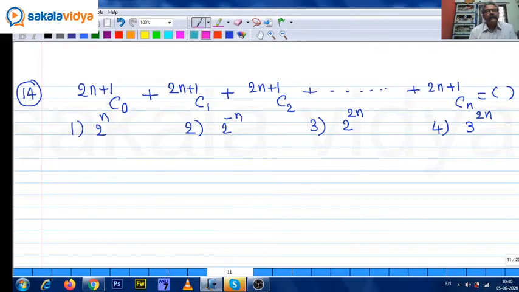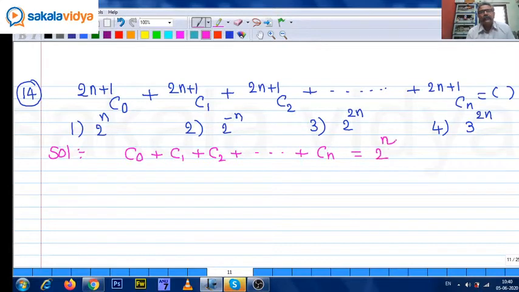2n plus 1 C0, 2n plus 1 C1, 2n plus 1 C2 and so on, 2n plus 1 Cn. We have one formula for coefficients which we have discussed: C0 plus C1 plus C2 and so on equals the sum of the coefficients of the (1 plus x) whole to the power of n expansion, that's equal to 2 power n. But here, instead of n we have 2n plus 1. Therefore, let us say this sum is S.